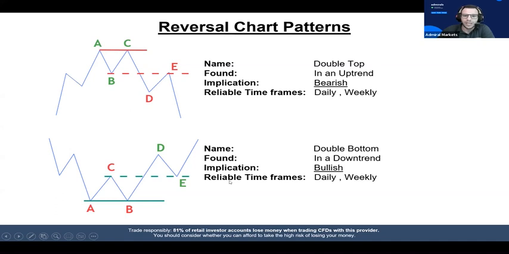Then we have, on the contrary, the double bottom. We find this pattern during a downtrend, and it has bullish implications because the market shows that it's unable to make new lows at point B, and it creates a new high at point D, which is higher than point C. So we have a higher high. We wait for the price to pull back to a value area, which is usually the last swing, the C. And from there, we see the market take off.